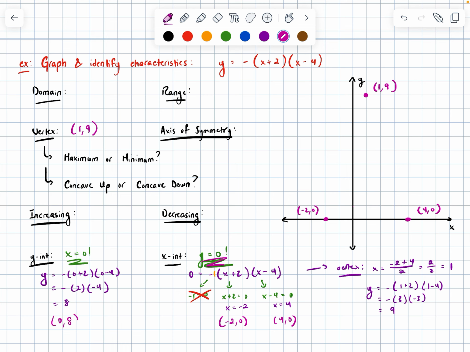Now, I know that through my vertex lies the axis of symmetry. So I'm going to take this opportunity. Let me draw in my axis of symmetry. I know that if (0, 8) is here, 1 to the left of my axis of symmetry, there must be a companion point 1 to the right of the axis of symmetry.